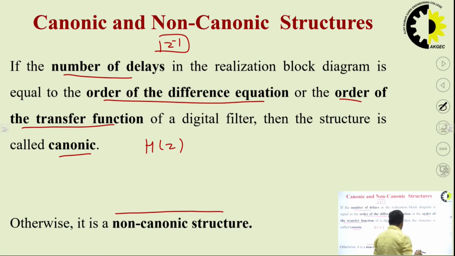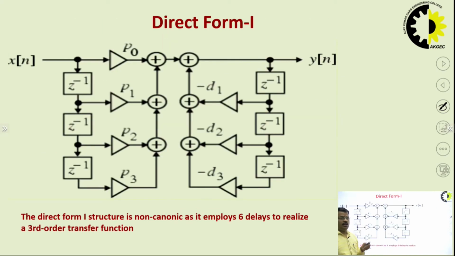Generally the direct form 2 structure is canonic and the direct form 1 structure is non-canonic. That you have to keep in your mind. Further I will tell you how we can say that direct form 2 will be a canonic structure. Now this is the direct form 1 structure. You can see in the direct form 1 structure, this shows the non-recursive terms and this shows the recursive term. Clearly you can see here.